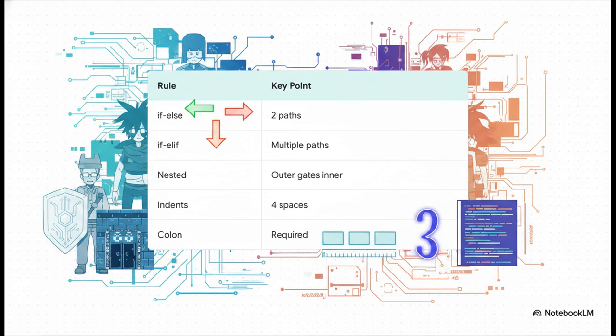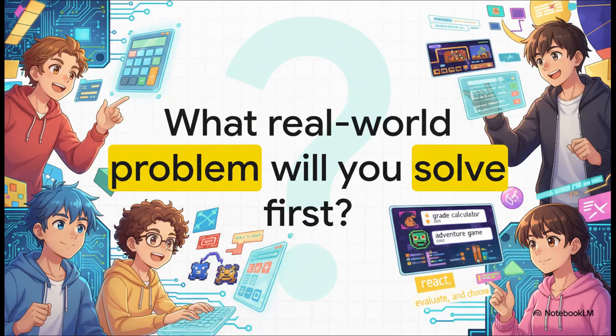And please remember the 2 most important grammatical rules for Python. You must always use 4-space indents to group your blocks, and you absolutely must put a colon after every single condition before you hit enter. And that pretty much brings us to the end. You now understand the core decision-making mechanics of the Python language.